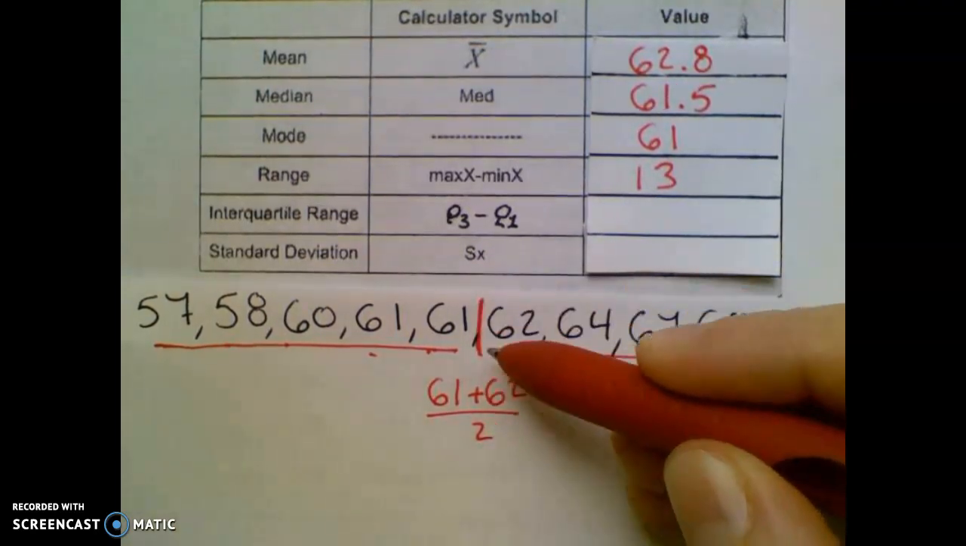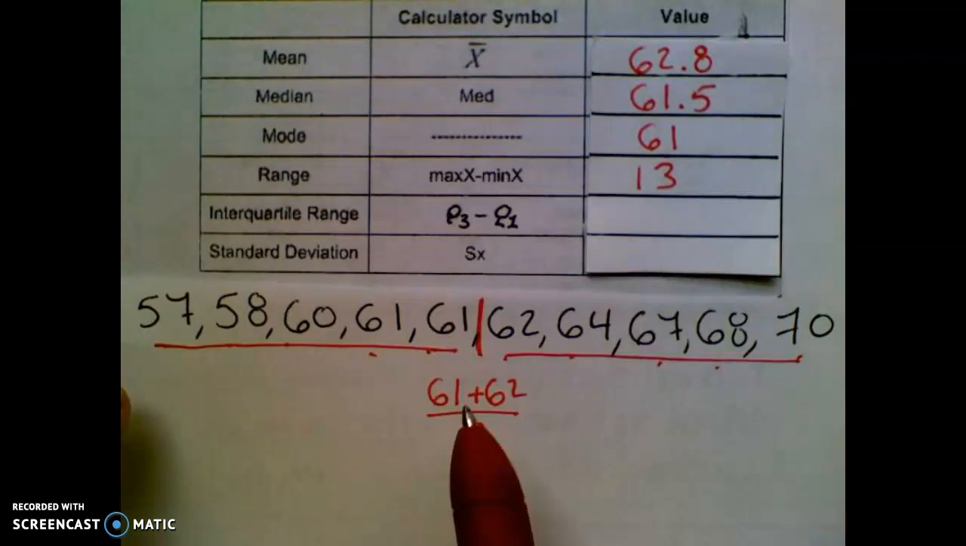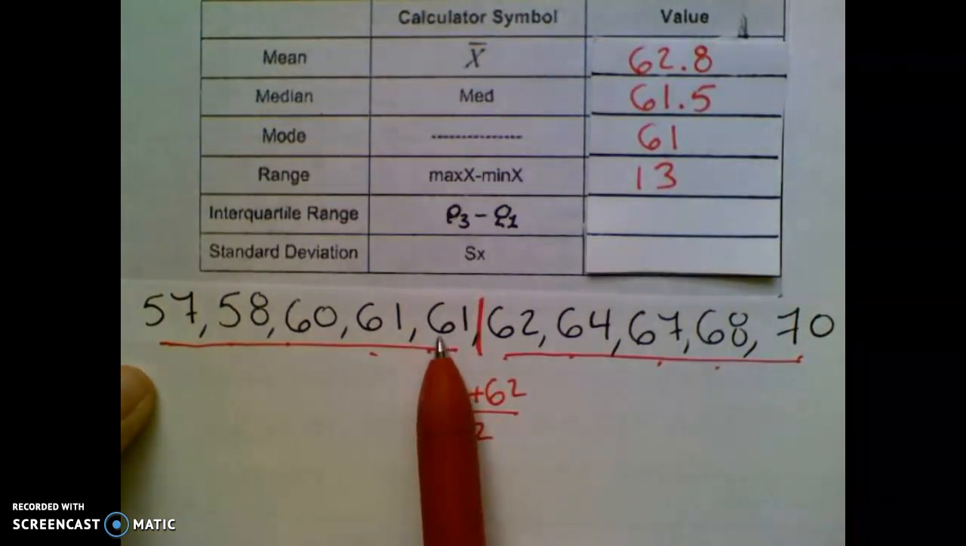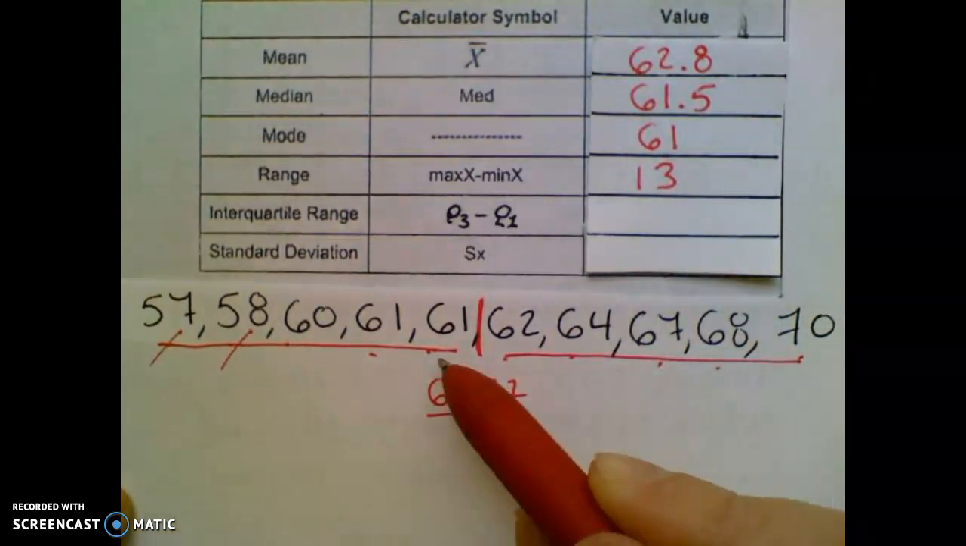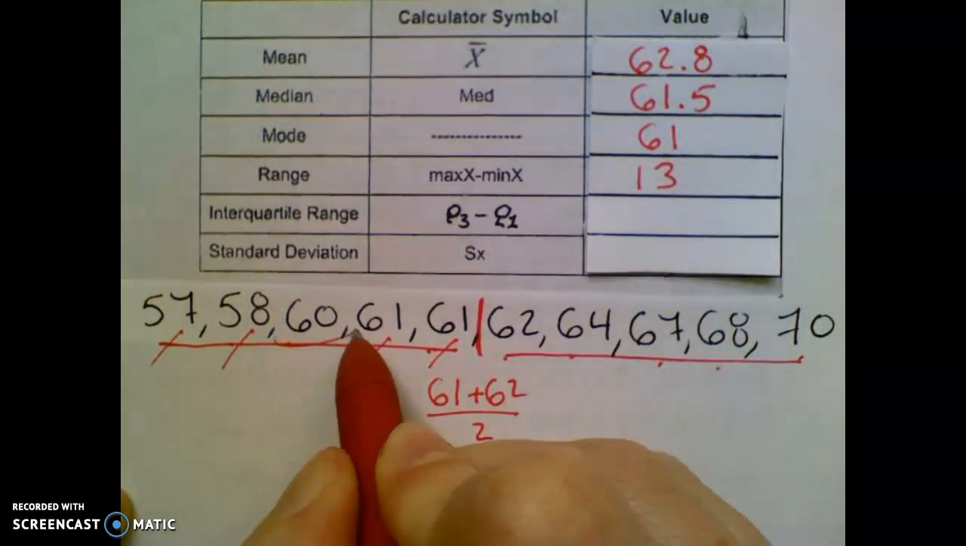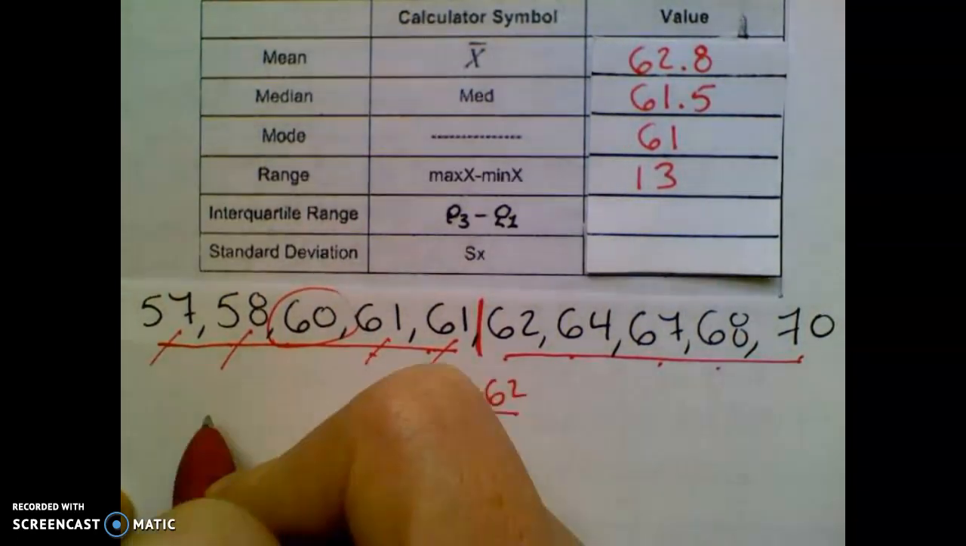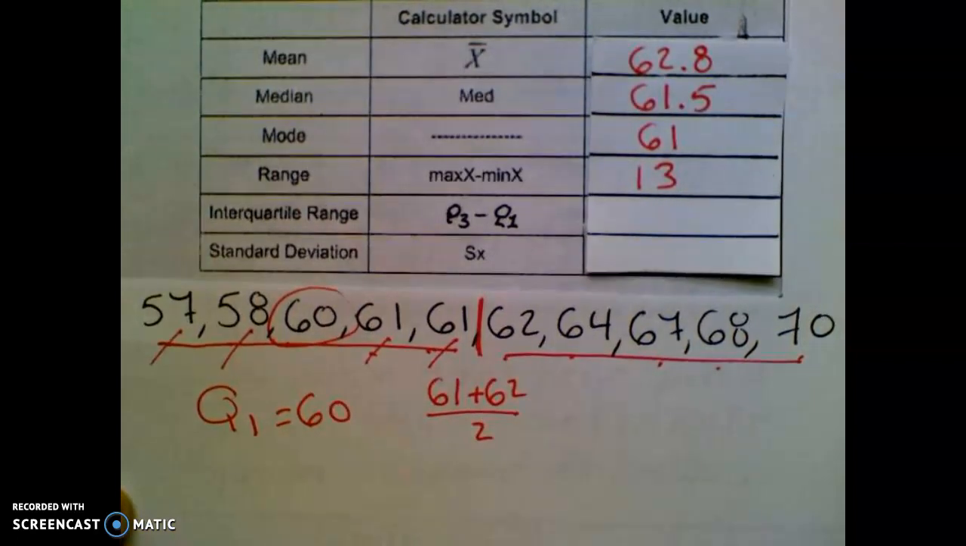Well, to find Q1, or the middle of my lower data points, I'm just going to cut off right here, and 61 is in this group. So I'm going to find the middle of this group here. Well, there's now 1, 2, 3, 4, 5 data points. So if I count up 1, 2, and count down 1, 2, the middle is actually going to be 60. So Q1 is 60.